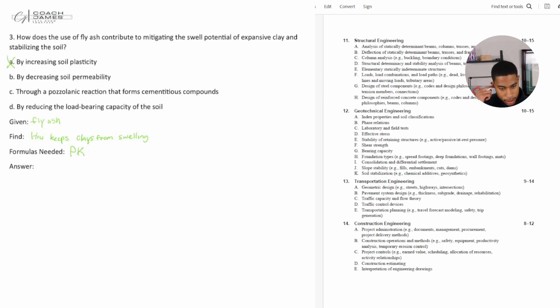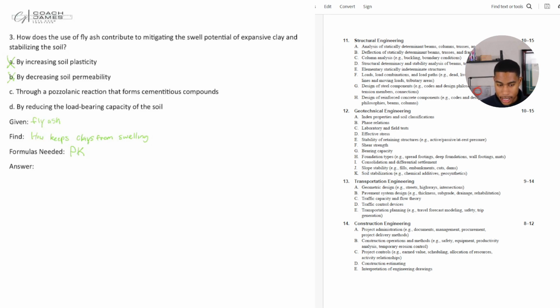So what is permeability? So fly ash actually helps increase the permeability of clay soils. This is definitely beneficial for drainage, as it allows water to move freely through the soil, reducing the risk of water-induced swelling, right? So that is wrong. Right, we want to increase permeability, or the flow of water through your soils, right? If water needs to go to a certain part of the soil, it has the freedom to do that, right?